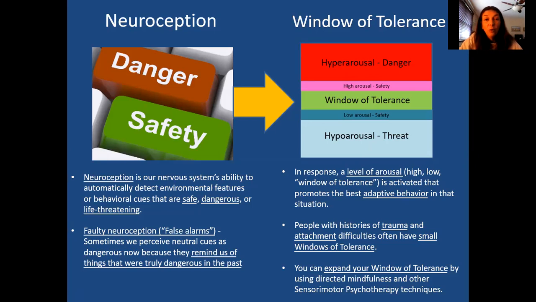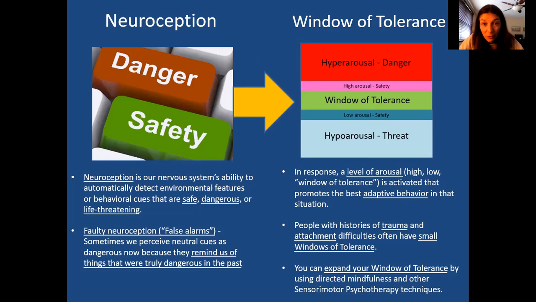And that was the easiest thing to do and the most safe thing to do. So if you have a history of trauma or attachment problems, you might much more be likely to get into hyperarousal or hypoarousal. And your window of tolerance, which is the optimal level of arousal, might be very small. So there might be very few situations where you feel safe and comfortable. More often, you might feel in danger or threat mode.